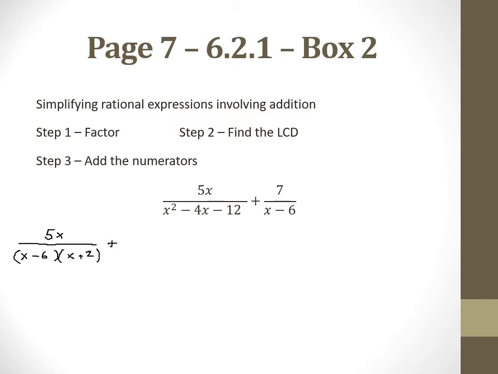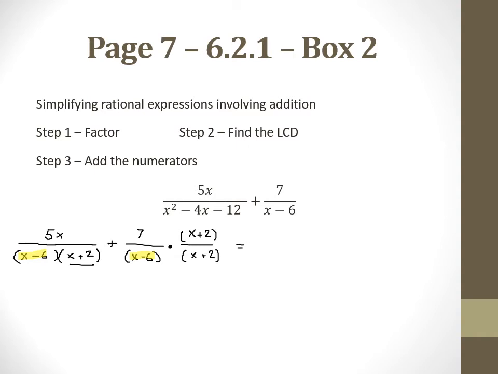And then this second fraction doesn't have anything to simplify. 7 is good. x minus 6 is good. Step 2 is going to be multiplying to find a common denominator. So we need the bottoms of both fractions to be exactly the same. Right now they do have the x minus 6 in common, but the second fraction is missing the x plus 2. So I'm going to multiply in an x plus 2. And whatever you multiply to the bottom, you also have to multiply to the top.